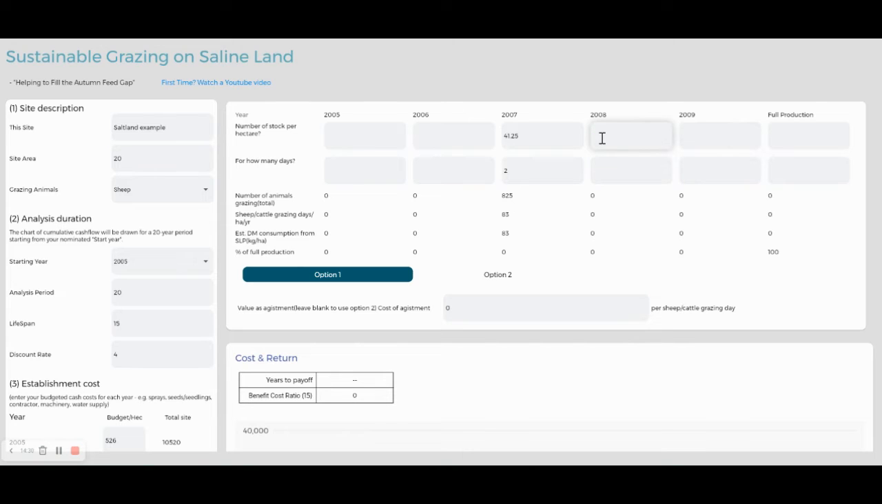Relatively high stocking rate for a short period. In 2008, there was more grazing, but it was done at a lower stocking rate at 9.9 stock per hectare, but the grazing period was significantly longer, a couple of months of grazing, so 67 days. So that was with 198 sheep in total, and that was a total of 660 grazing days per hectare.